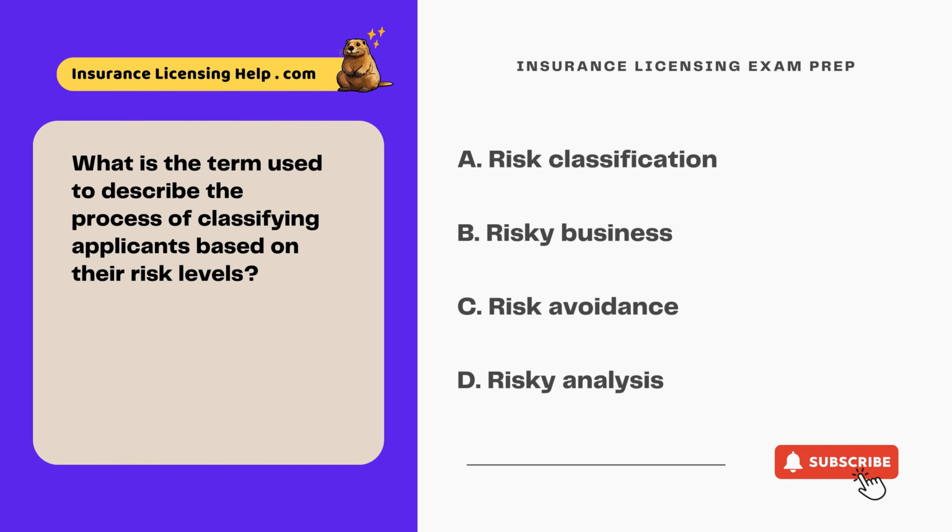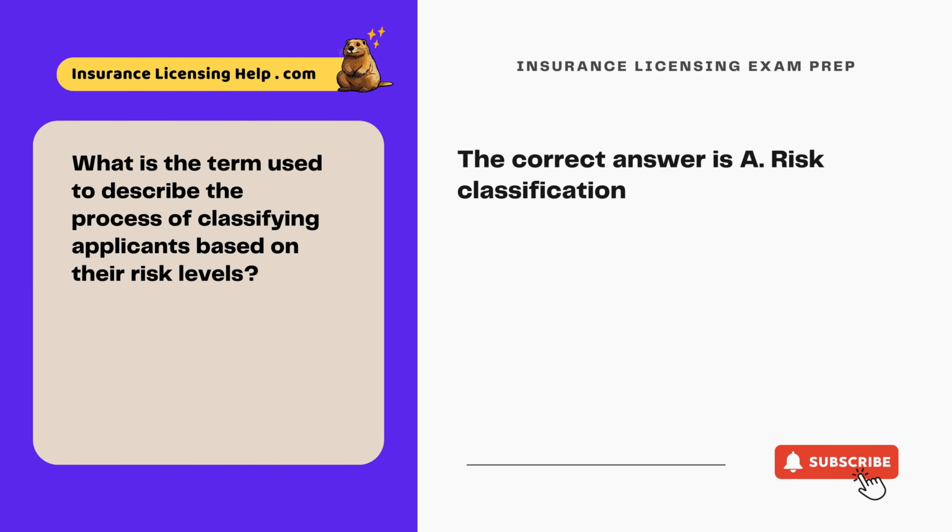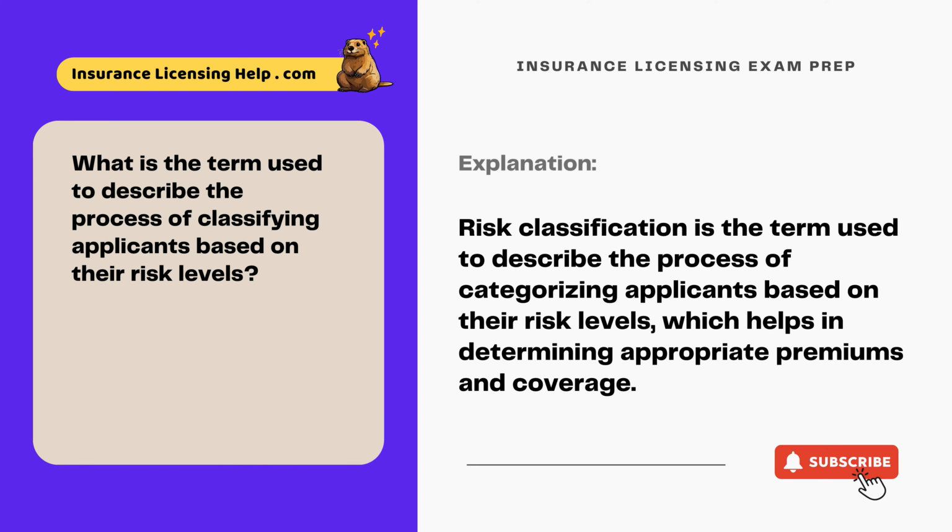What is the term used to describe the process of classifying applicants based on their risk levels? A, risk classification. B, risky business. C, risk avoidance. D, risky analysis. The correct answer is A. Risk classification. Risk classification is the term used to describe the process of categorizing applicants based on their risk levels, which helps in determining appropriate premiums and coverage.